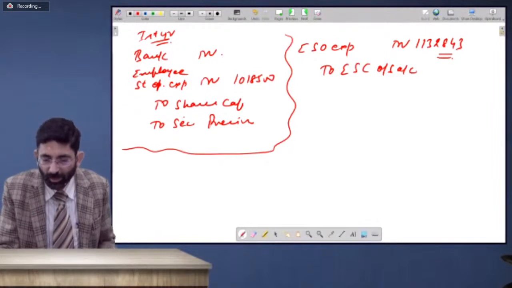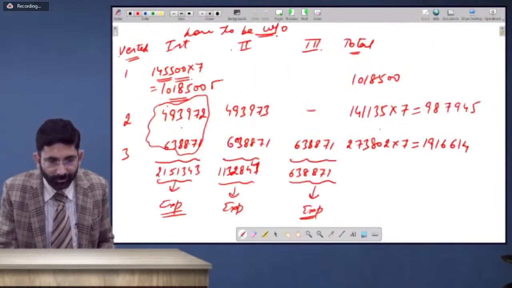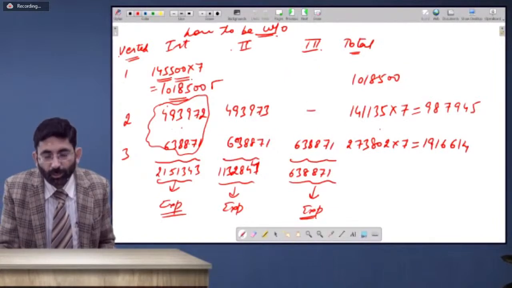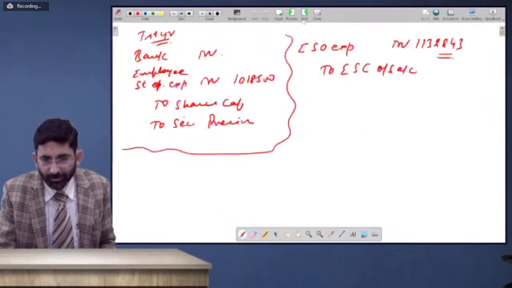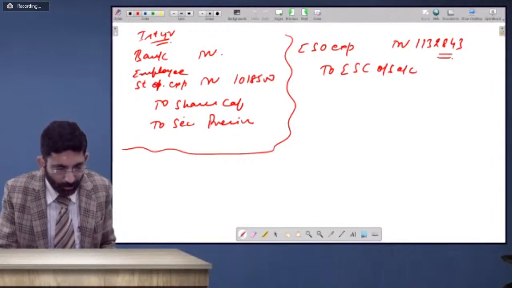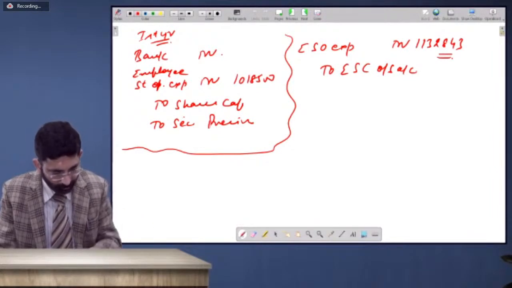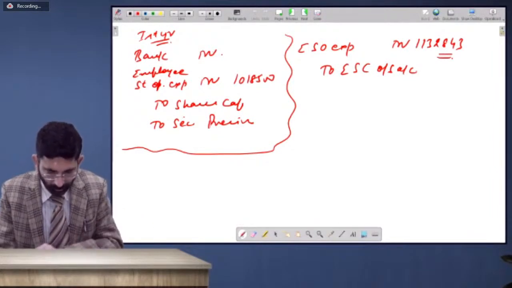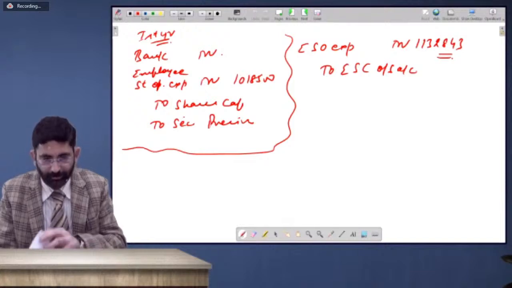This is another good thing in this question. This is also beauty of this question, that this entry will be passed in this way. Bank account debit, the price at which shares will be issued, if the price is given to you. In this case, the price at which shares will be issued is not given to you. If it is given to you, then we have to do in this way.